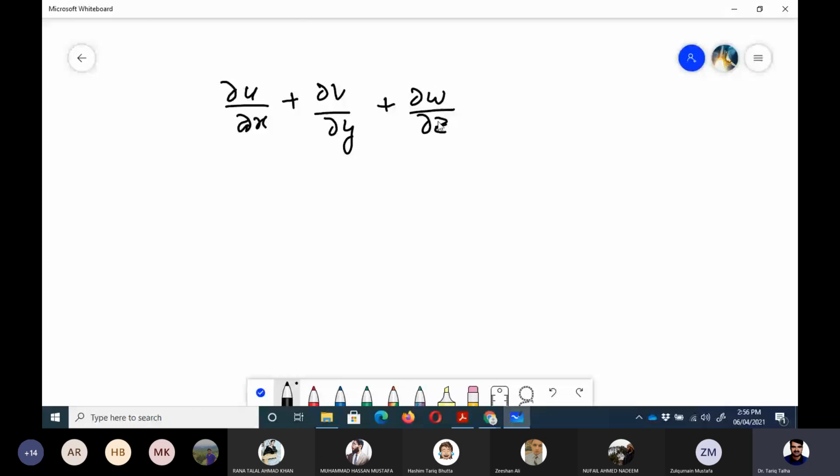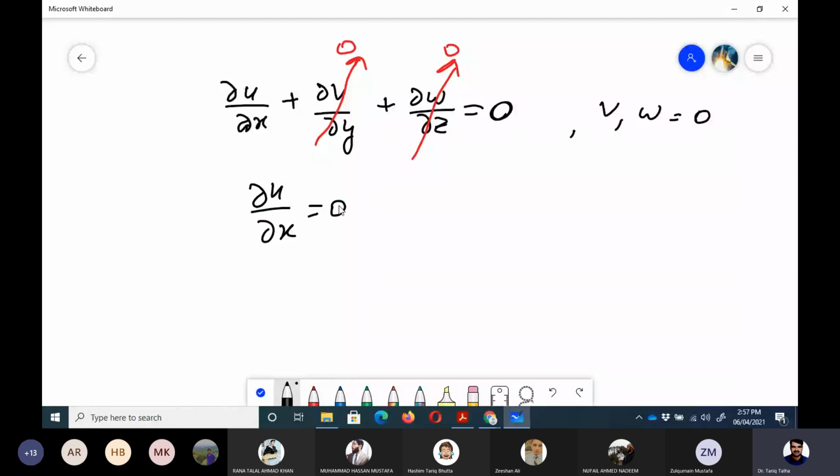In this case, for steady laminar incompressible flow between two parallel plates, we know that the V and W components are 0. So we can say that partial W by partial Z is also equal to 0, and partial U by partial X is 0. It means that the flow is fully developed, so the velocity is not changing in x along a streamline. That is important to note.